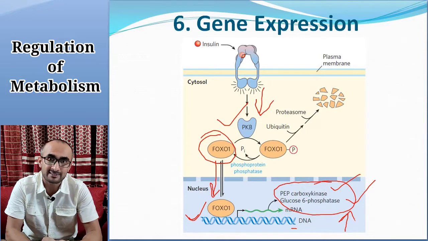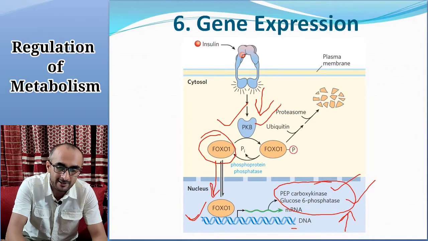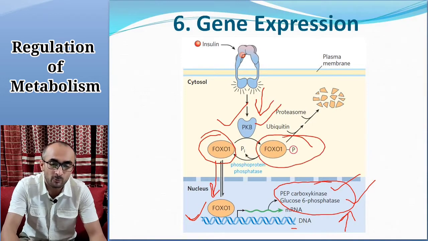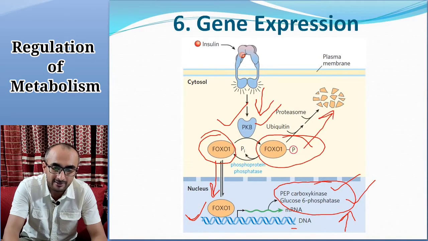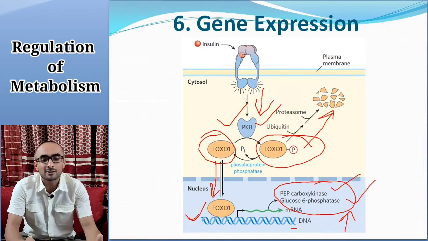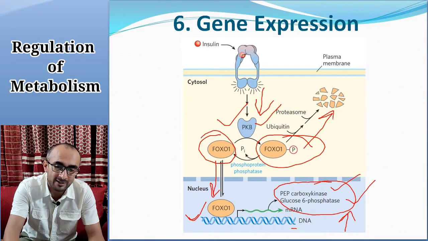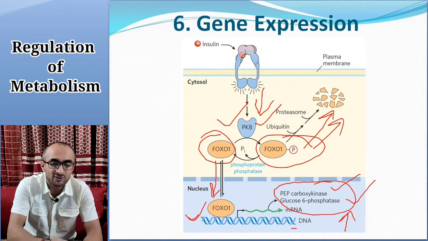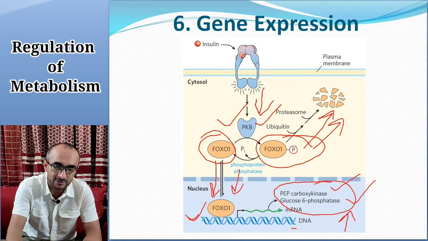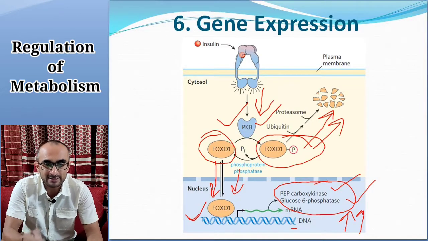But insulin suppresses it. So how does insulin do that? Insulin activates protein kinase B, PKB, and this PKB phosphorylates FOXO1, and the phosphorylated form of FOXO1 is degraded by the cell with the help of the proteasome. Proteasomes are complexes of proteases which remove proteins which are no more required by the cell. So the phosphorylated form of FOXO1 is degraded, and when FOXO1 is degraded, it means FOXO1 cannot enter the nucleus, it cannot enhance expression of PEP carboxykinase and glucose 6-phosphatase. So that's what insulin does.